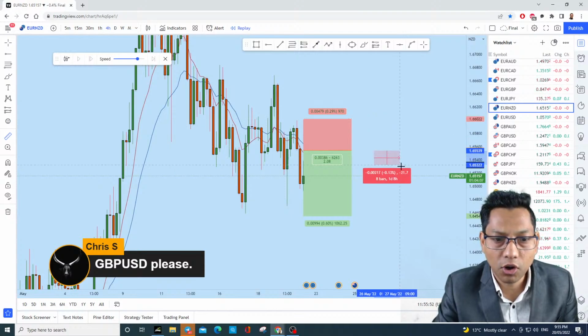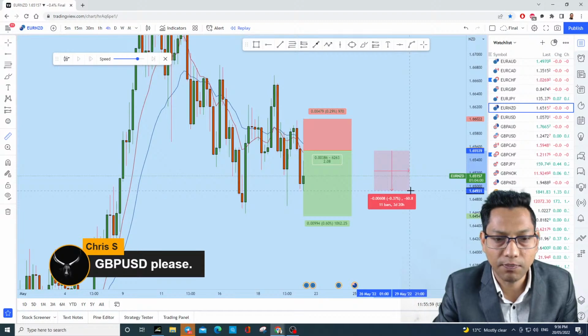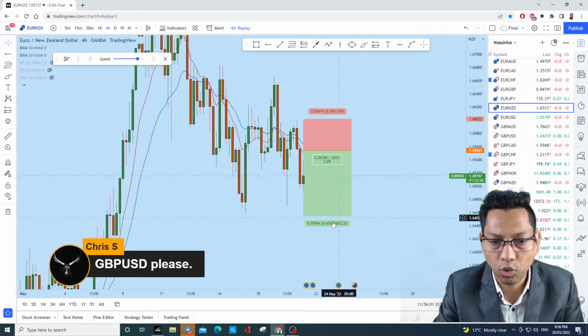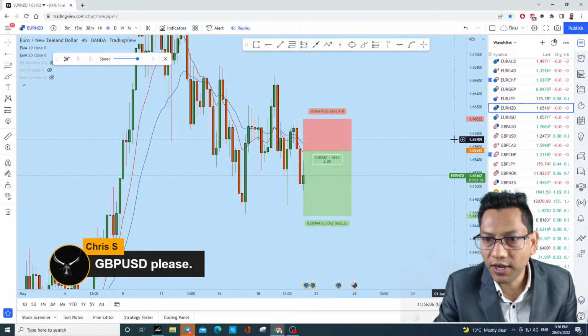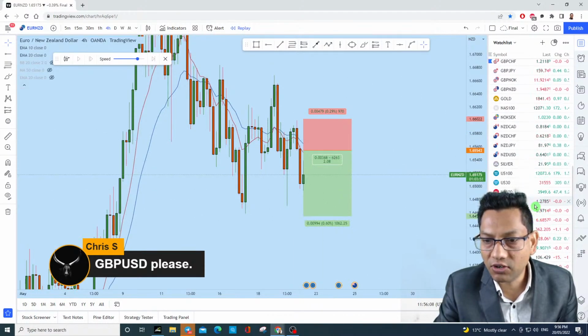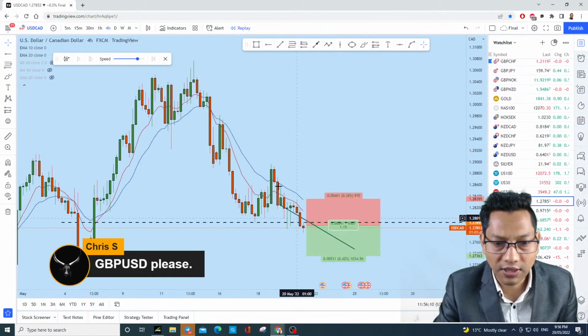49 pips stop loss, around 48 pips. Currently we are running around 37-38 pips. The price came to almost 60 pips profit, and I strongly believe that we will win this trade. If we win this trade, it will be a 1-to-2 trade. Also the USD CAD trade, I think that should be winning as well.